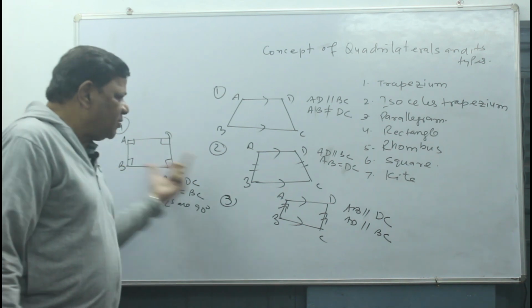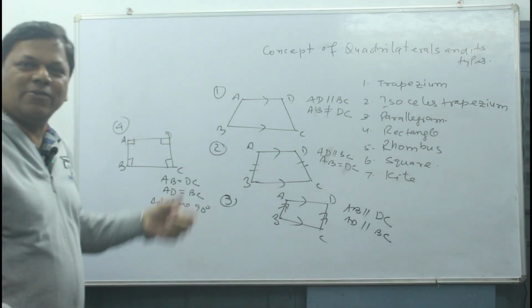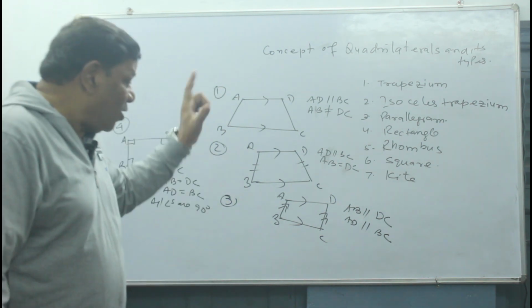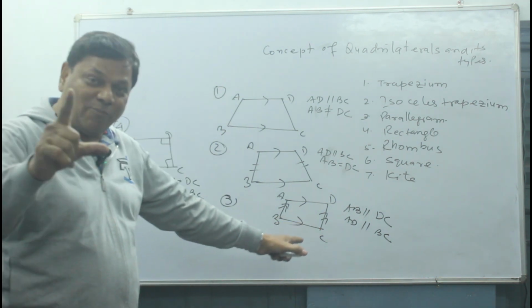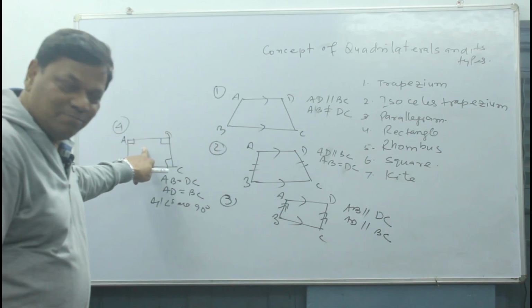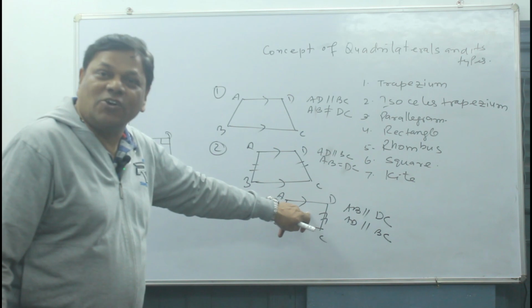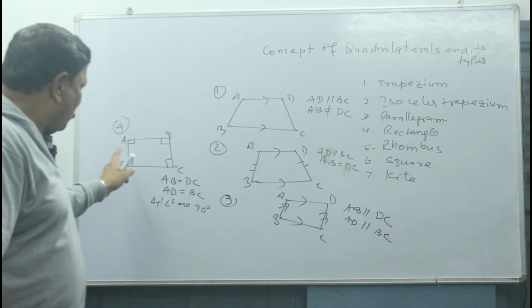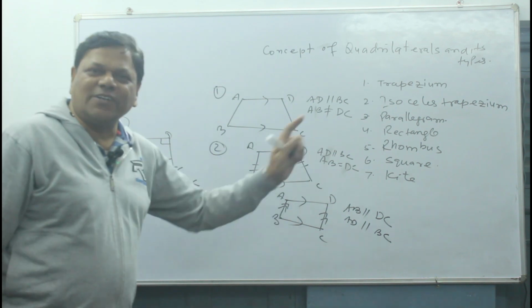So what is the difference between these and these? This is also a parallelogram. A rectangle is also a parallelogram, but not all parallelograms are rectangles. This is a very important thing I am telling you. Every rectangle is a parallelogram, but this parallelogram is not a rectangle because one condition does not match here. It is all 90 degrees. Here it is not 90 degrees.